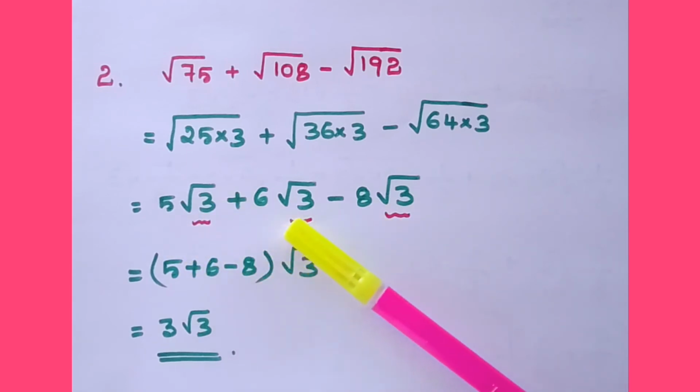5 root 3 plus 6 root 3 minus 8 root 3. So you can write 5 plus 6 minus 8 of root 3. On simplifying this, we get the answer 3 root 3.